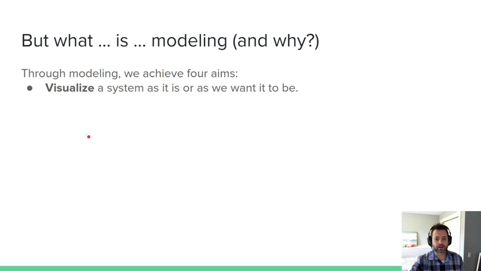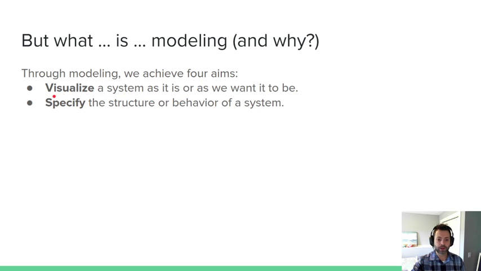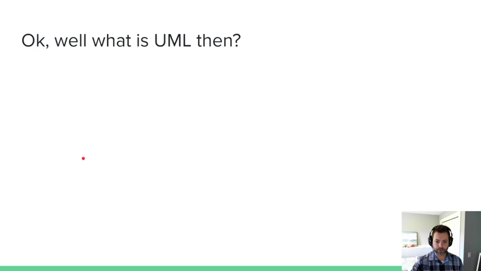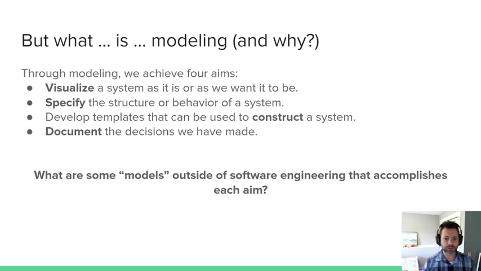All right, so with modeling, we get four aims. You can visualize a system. This is everything I've been saying about simplifying and providing graphical models for communication. So we're visualizing, and we can specify the structure. Let me just pop through all these because I've already mentioned a lot of them. Visualization, specification, construction, documentation. Four very important aspects to consider that you get with modeling.